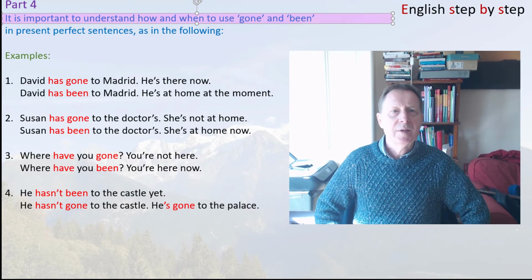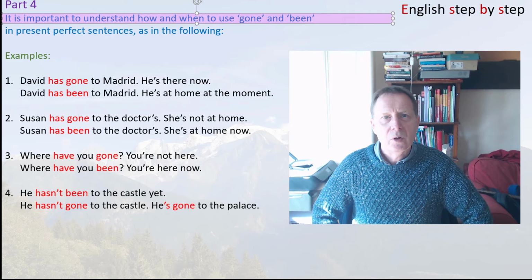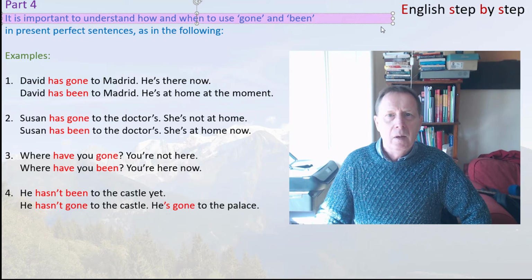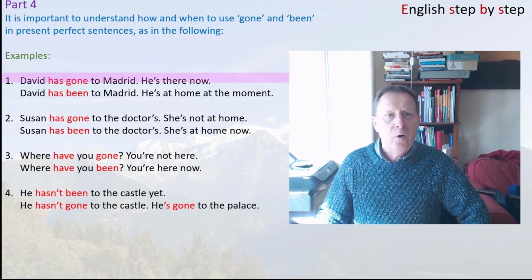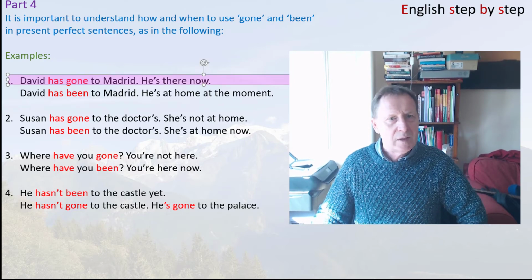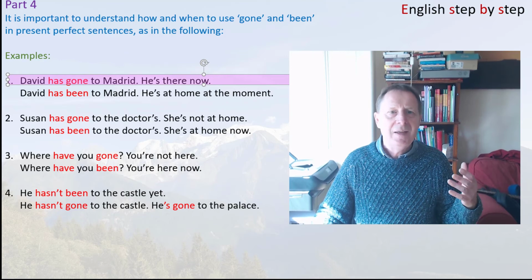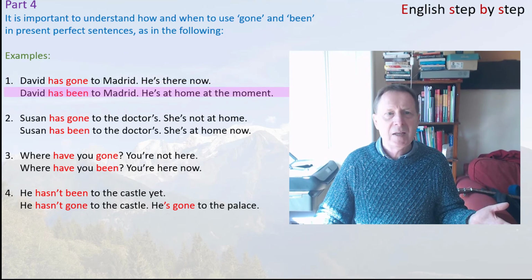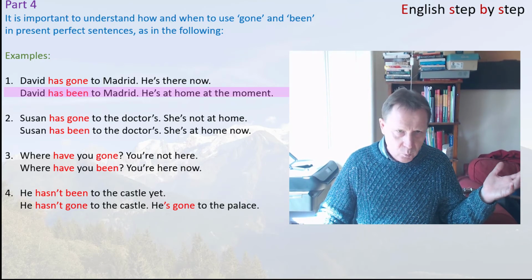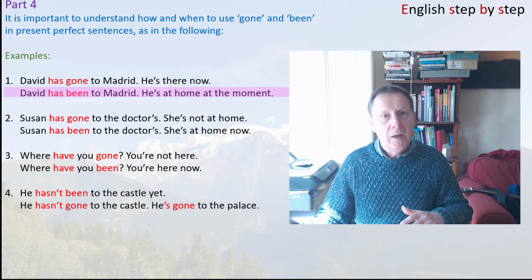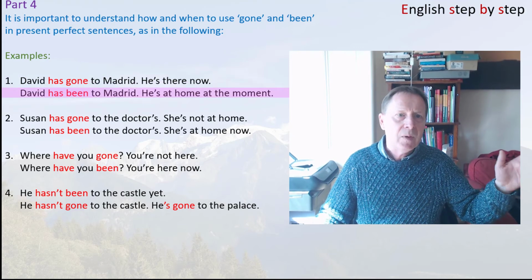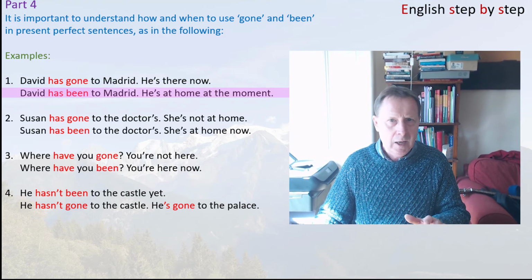Now, it's important to understand how and when to use gone and been in present perfect verbs. Let's look at the following so I can explain this more clearly. David has gone to Madrid. Now what does that mean? That means he is in Madrid, he is there now. Now David has been to Madrid. What does that mean? That means he went to Madrid and he returned, and he's at home at the moment. So he's gone to Madrid, he's there now. He's been to Madrid, he's not there now.